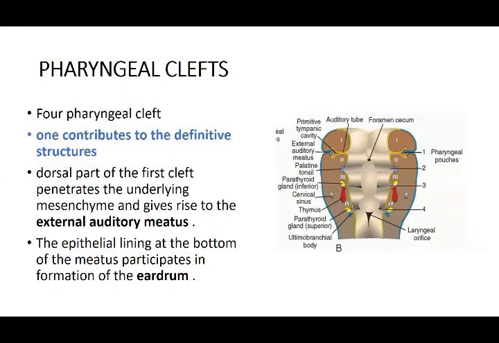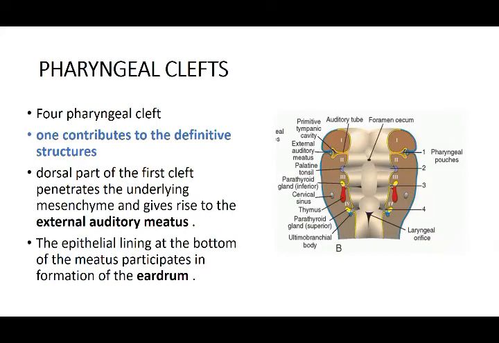First, we talk about the pharyngeal clefts. What is being formed by these pharyngeal clefts? In this picture, the blue again is your ectoderm, and this is where you have your pharyngeal clefts. There are four in number, the four pharyngeal clefts. Each cleft is going to contribute to the definitive structures. There are four clefts on the outside.